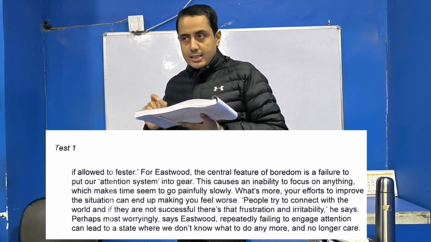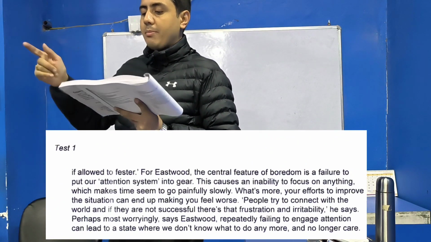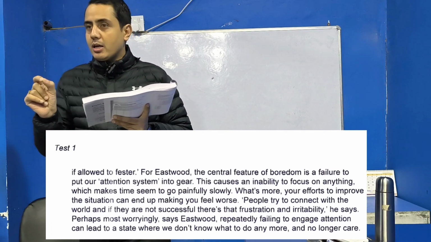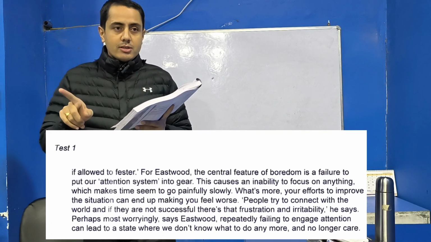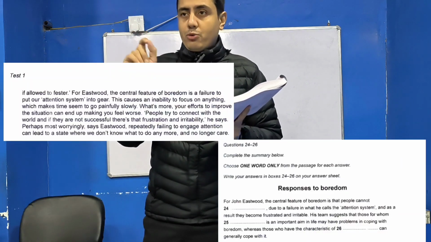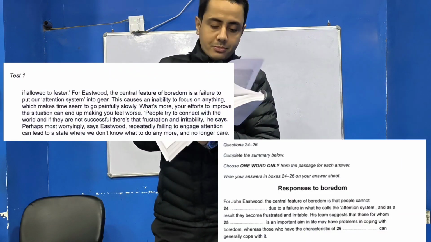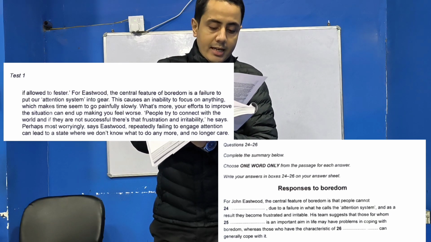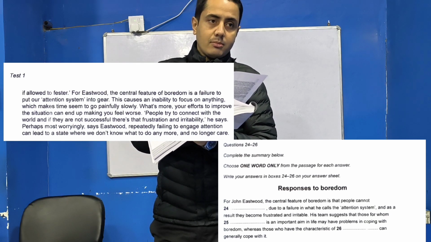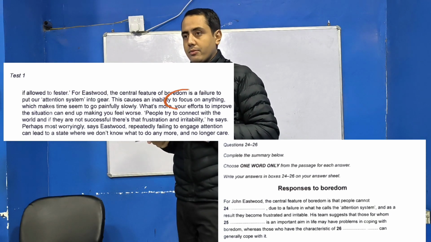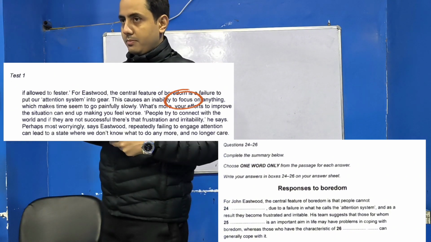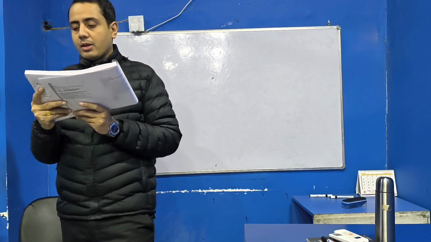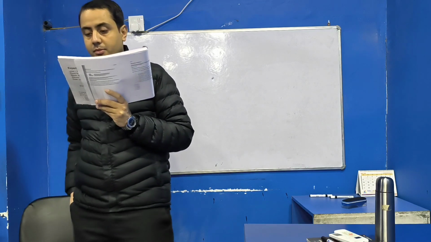Means our attention system does not work. So what happens? This causes an inability to focus on anything. So inability means you cannot focus. I guess that is what number 24's answer is. Look at number 24. People cannot something due to a failure in attention system. So must be focus, number 24.